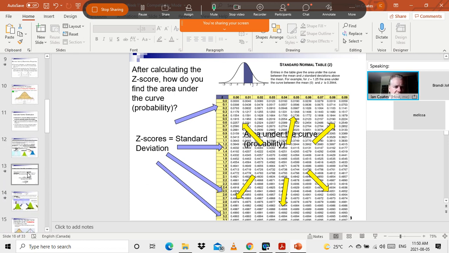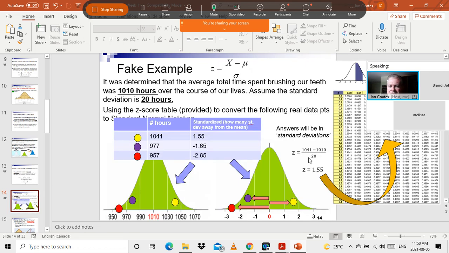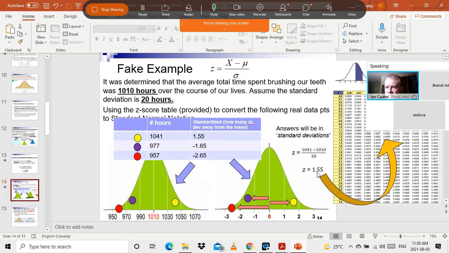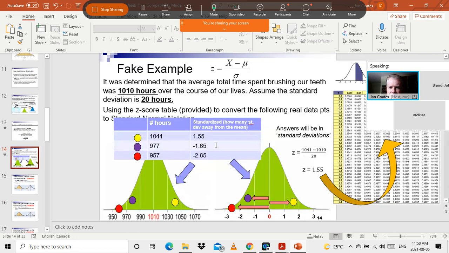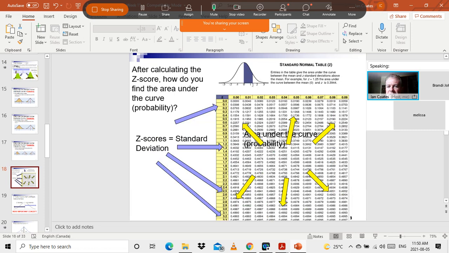So going back to utilizing, where was it? It was this one right here. You see how we found the Z-score? I give you a real data point, you find a Z-score. Okay, what do you do with this Z-score now? You take that Z-score and you go into this table right here. What was that Z-score there? I think 1.55. That was it right here, right? That's for this point right here, 1.55. All right. How do we do that there?